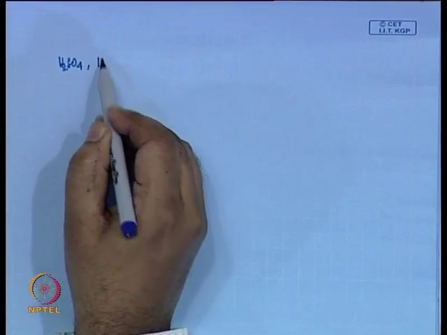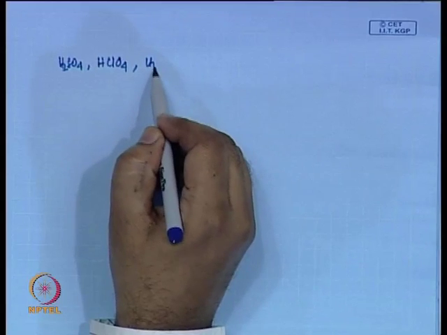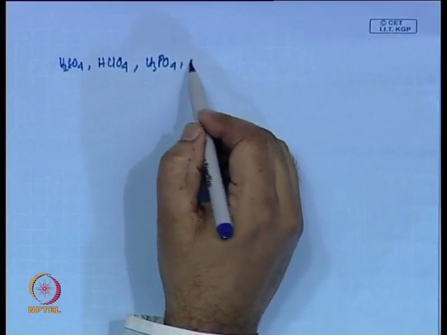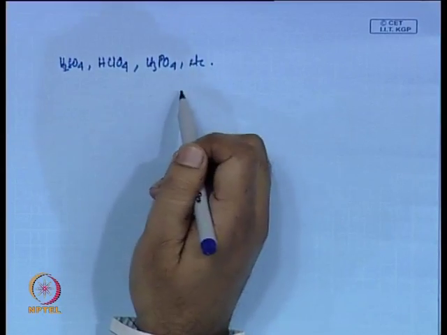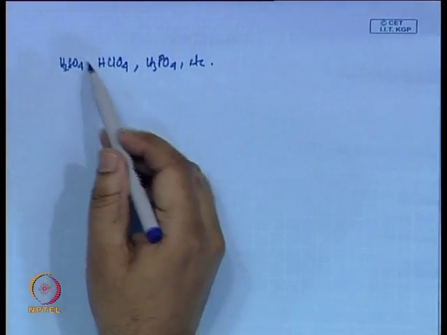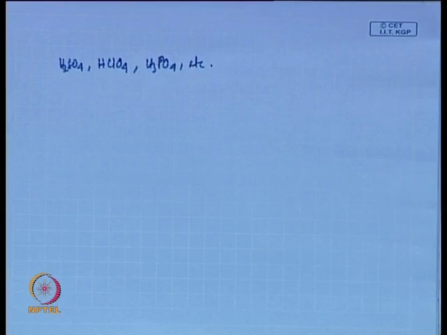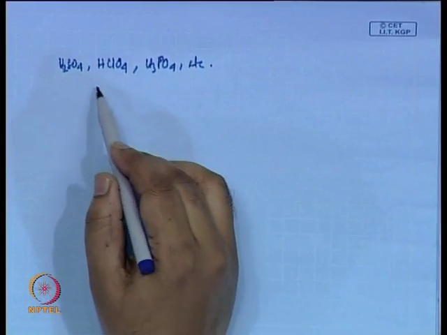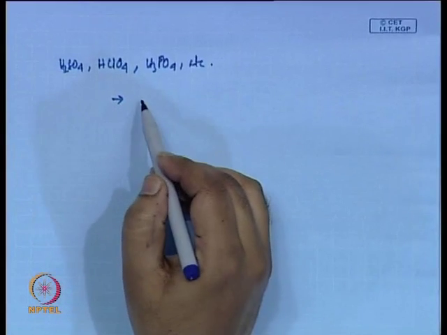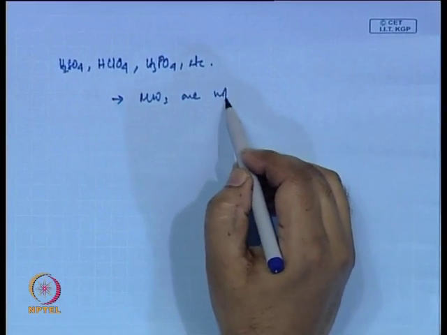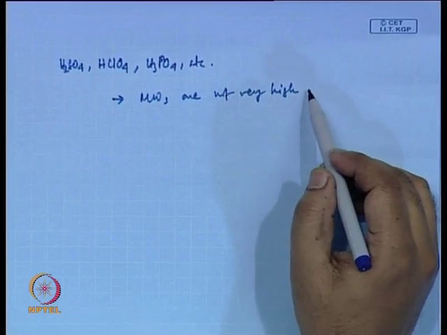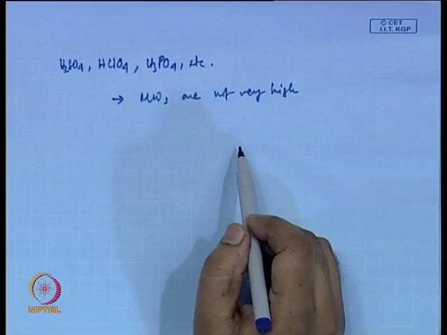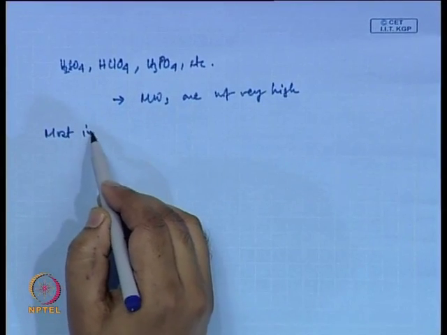Other protonic acids like H2SO4, HClO4 or phosphoric acid can be used, because these counter ions are not as strong nucleophiles as halide ions. But since they are also significantly nucleophilic, they cannot build very high molecular weight polymers by cationic chain polymerization. So these are limited, and the molecular weights are not very high for this reaction by protonation.